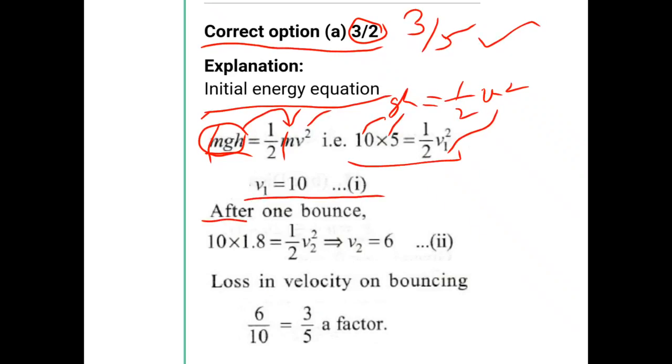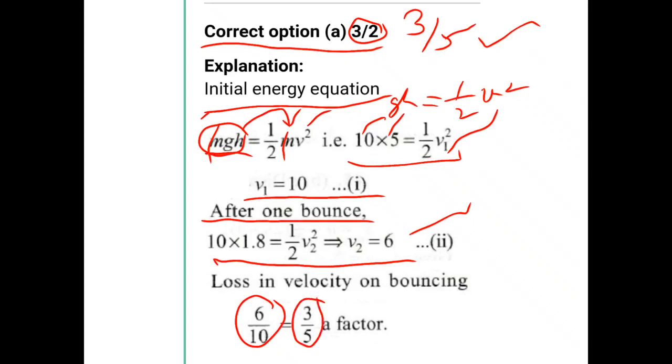After one bounce, the same formula can be rearranged. 10 into 1.8 is equal to half v2 square. That means v2 is equal to 6. So 6 by 10 may be simplified as 3 by 5. So 3 by 5 is the factor. Option A is the correct answer.